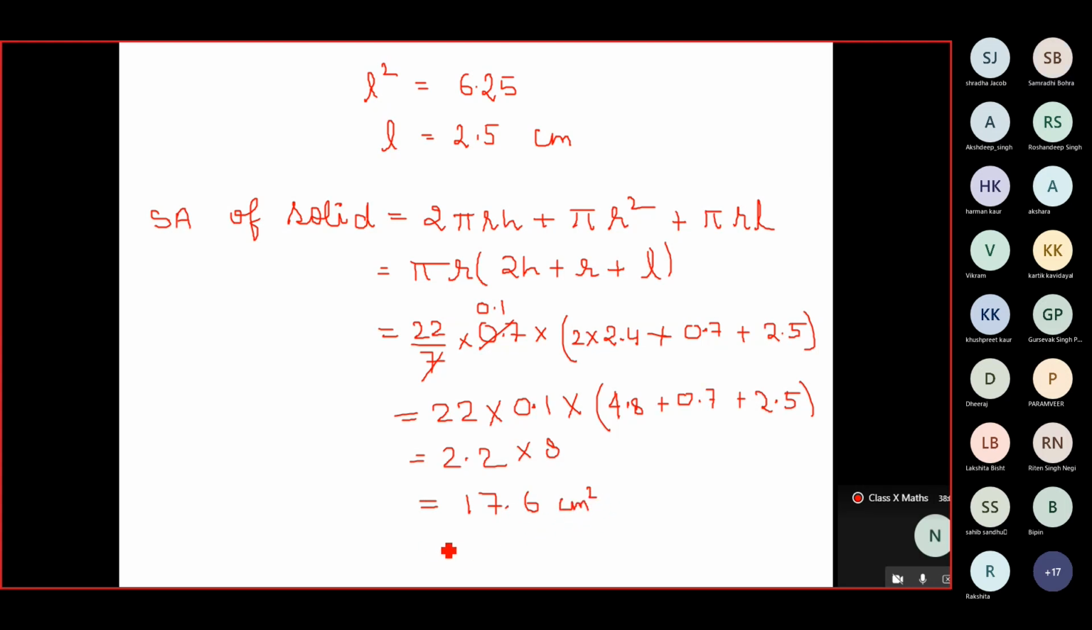Okay, and he has said to express it in the nearest centimeter square. So what will be the nearest centimeter square of 17.6? It will be 18. So 18 centimeters square. Note it down.